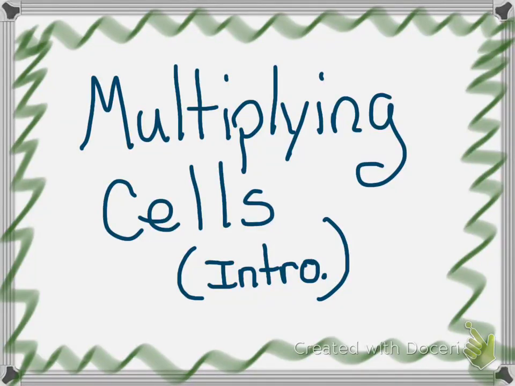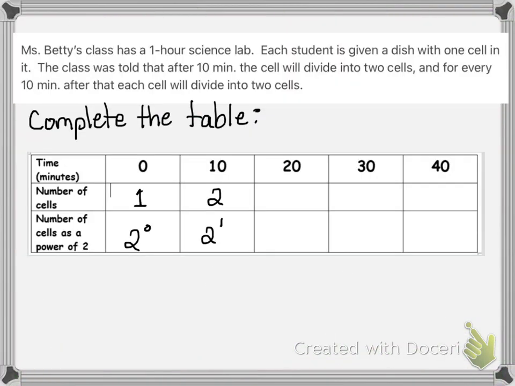In this video, I'm going to give you guys an intro to the multiplying cells task that we're going to be doing in class. All right, let's look at this example. It says, Miss Betty's class has a 1-hour science lab. Each student is given a dish with 1 cell in it. The class was told that after 10 minutes, the cell will divide into 2 cells. And for every 10 minutes after that, each cell will divide into 2 cells.